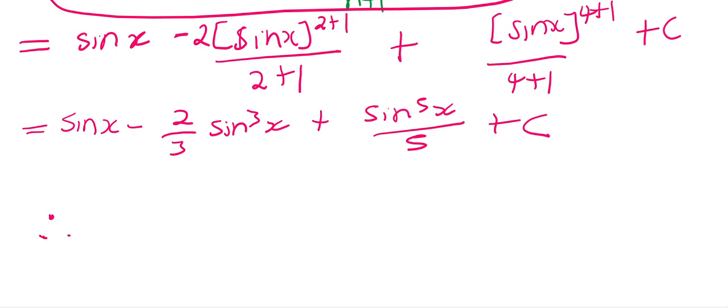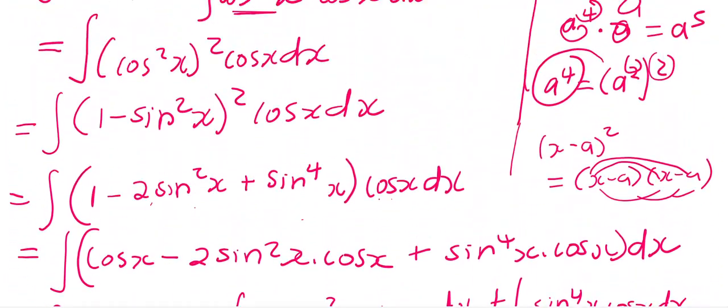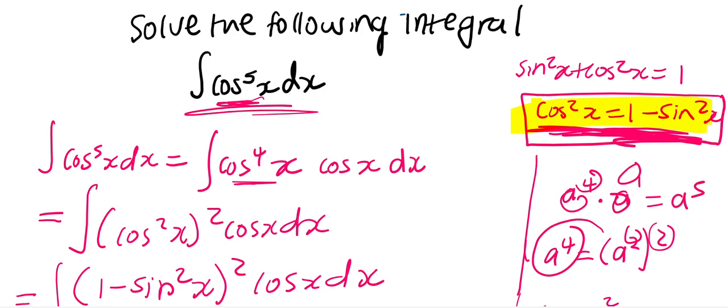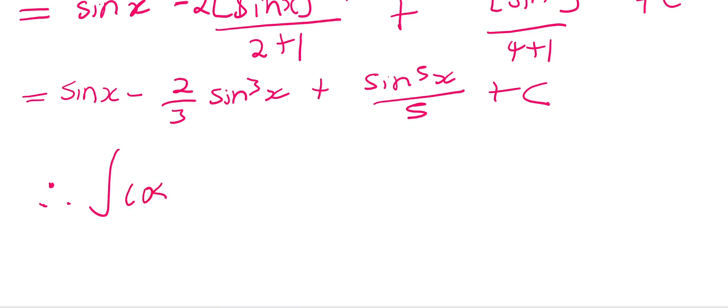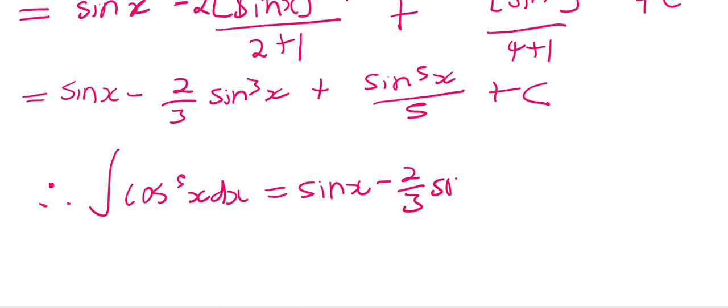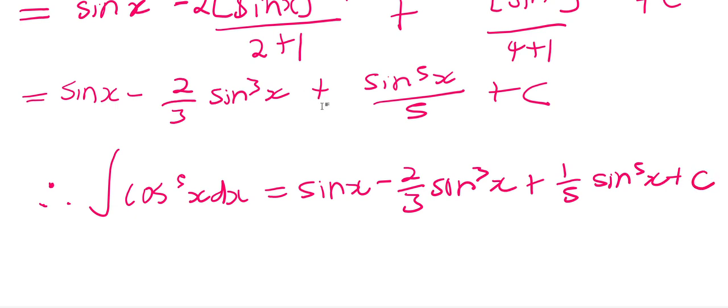Therefore, we have solved this integral, which is the integral of cos to the power of 5x dx, and it is equal to sine of x minus 2 over 3 sine cubed of x plus 1 over 5 sine to the power of 5x plus c. Okay, so that's how we solve this particular problem. Thank you. Bye.